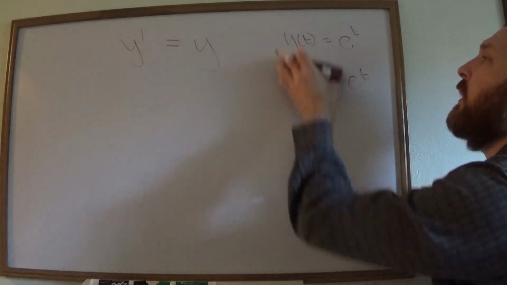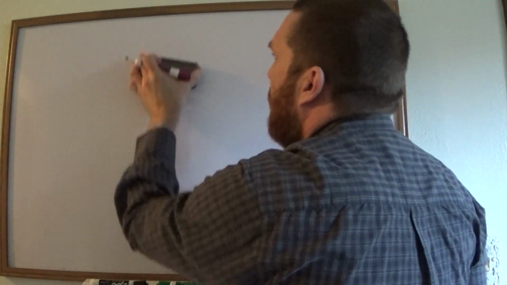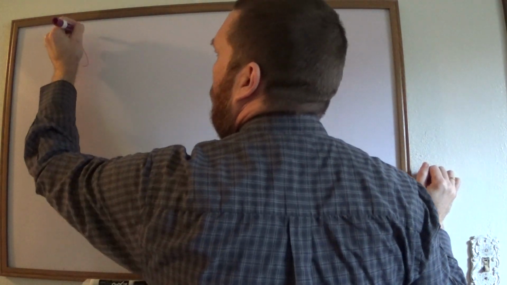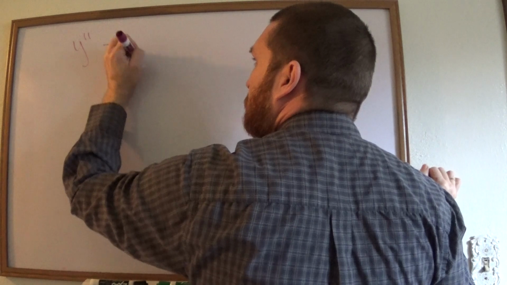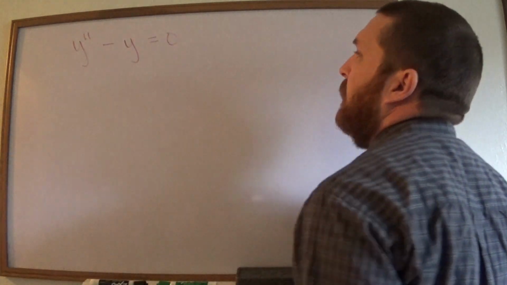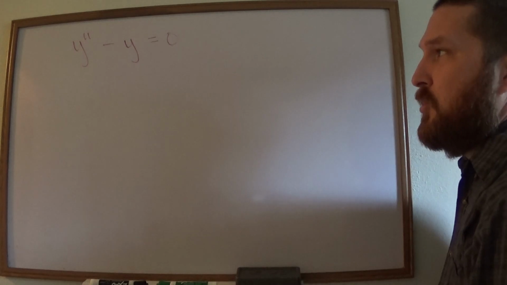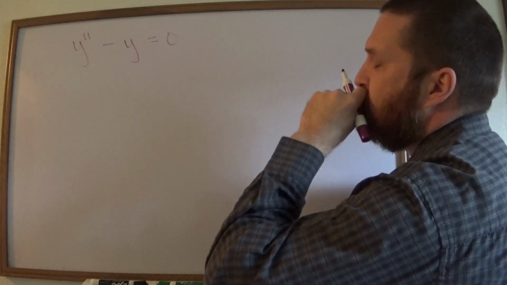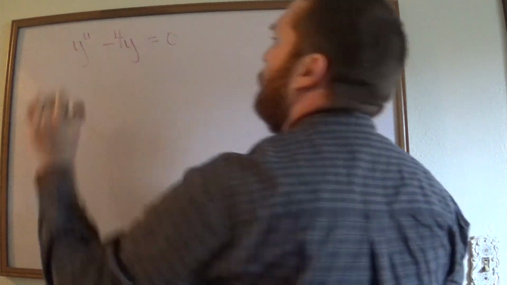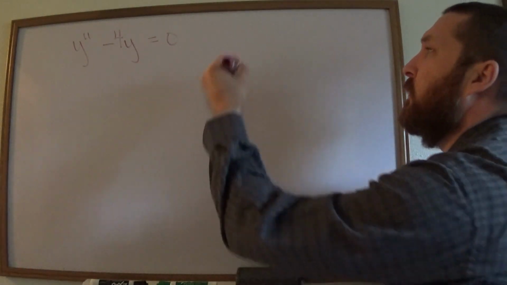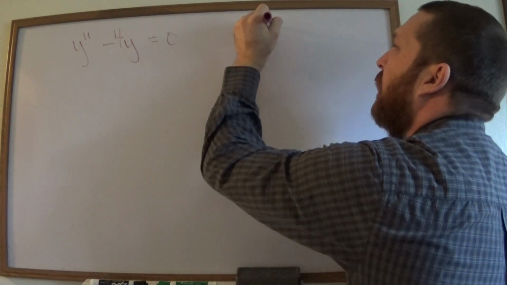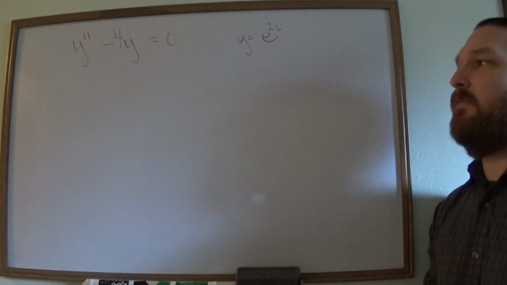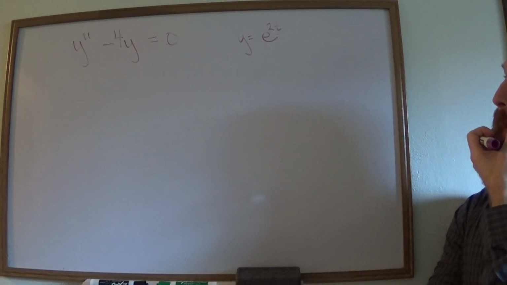Now, the types of problems you had in your book were something like this. They'll say, this is a differential equation. Show that this is a solution to the differential equation. What do you need to do?